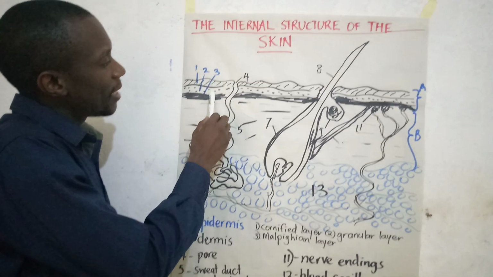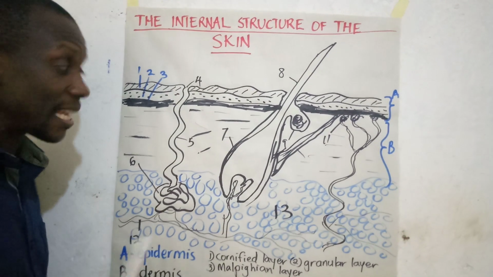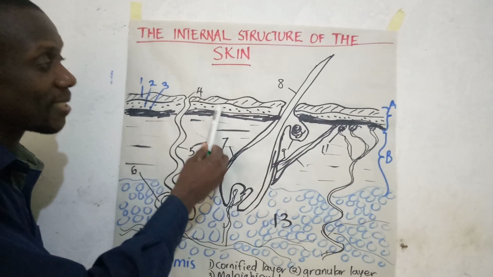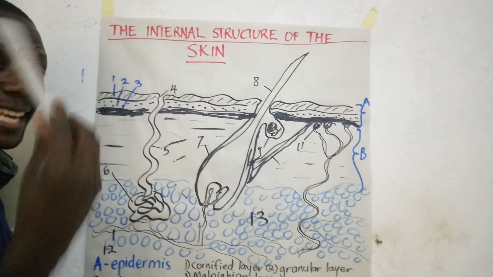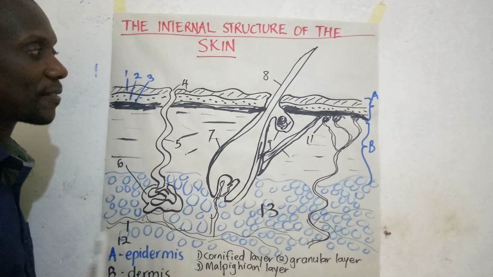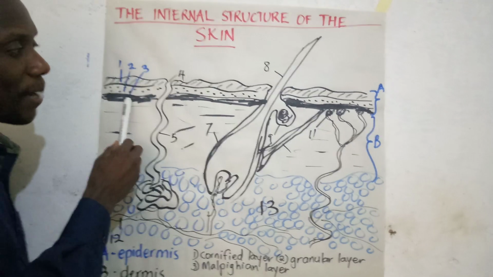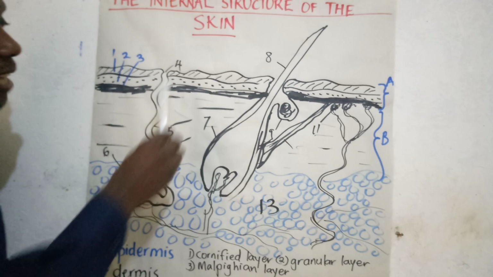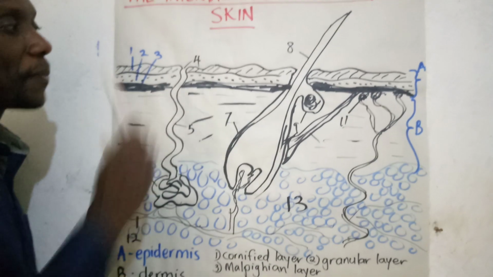Then the middle layer, the second one, is called the granular layer, which is made of living cells. These living cells divide actively to form the cornified layer. When they die, they form the cornified layer, which is hard and tough. Then the Malpighian layer is also made of living cells that form the new epidermis.